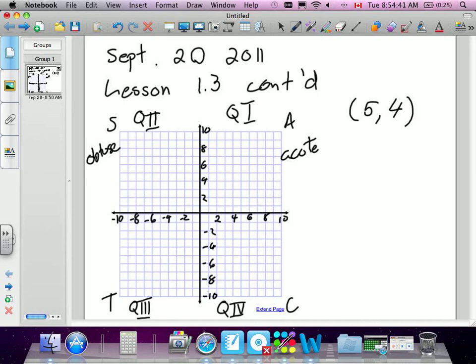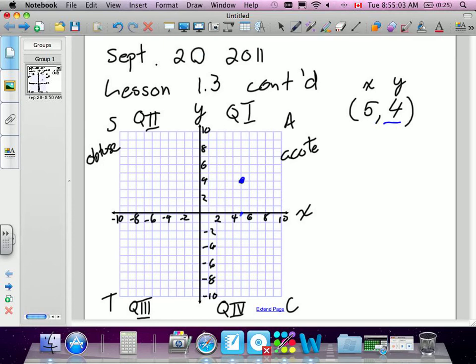So what I mean by that, first of all, is our 5 represents our x coordinate, and 4 is our y, and this is our y-axis and our x. We're going to go plot this. So if our x is 5, I go over to 5 on the x-axis, and y is 4, I go up to 4. That is our point. So this is our point on the graph.